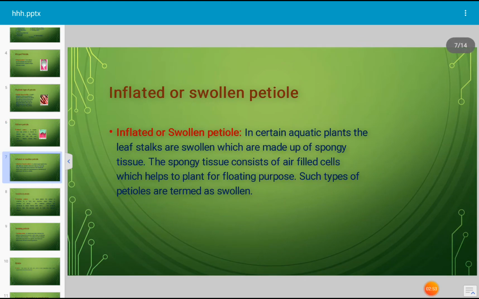Next type of petiole, that is inflated or swollen petiole. In certain aquatic plants, the leaf stalks are swollen, which are made up of spongy tissue. The spongy tissue consists of air-filled cells, which help the plant for floating purposes. Such type of petioles are described as swollen petiole.